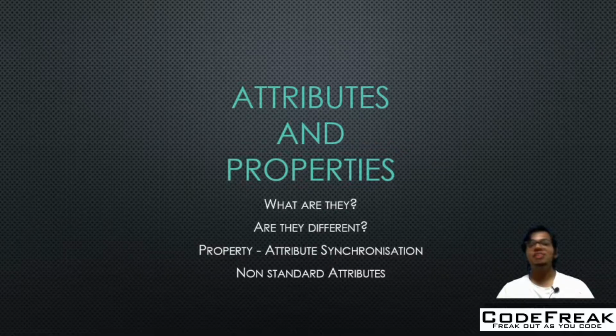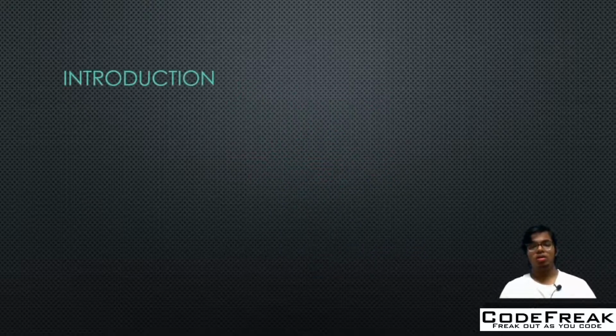In this tutorial, we'll be learning about attributes and properties. What are they? They're different. Yes, they are different because in the next line you can see there's something called property attribute synchronization. And then we'll talk about non-standard attributes. Let's look at this in detail.